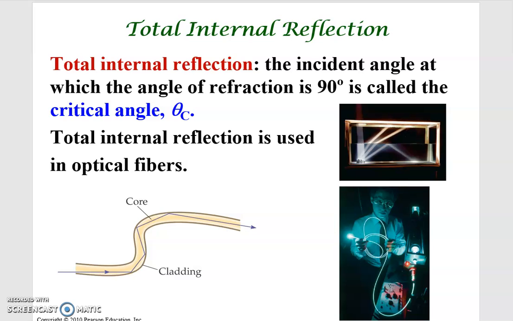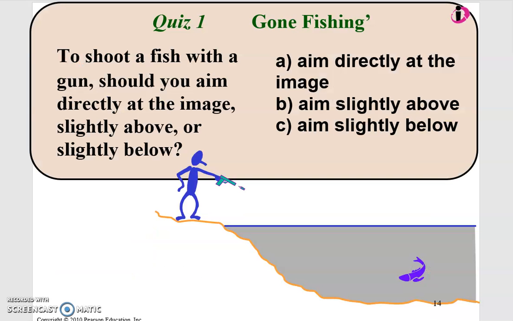So now let's finally have our first conceptual quiz today. When you try to shoot a fish with a gun, how should you aim at the image? You should aim above, below, or at the image. Remember that here you are trying to use a bullet, which is not light. But the fish image you see is light. So think about this one carefully.